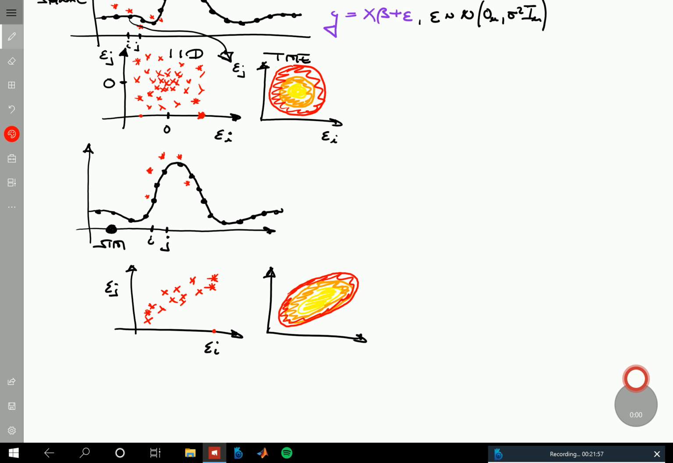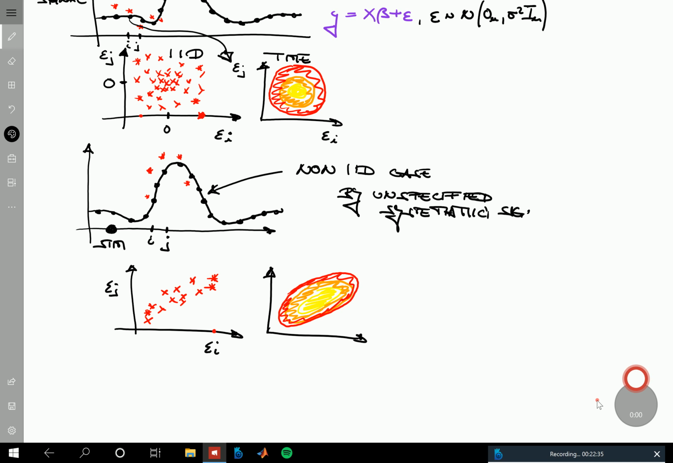Yeah, so we have a non-spherical covariance structure of two errors in time, which is induced here, in this non-IID case, by unspecified systematic signal covariations close in time.